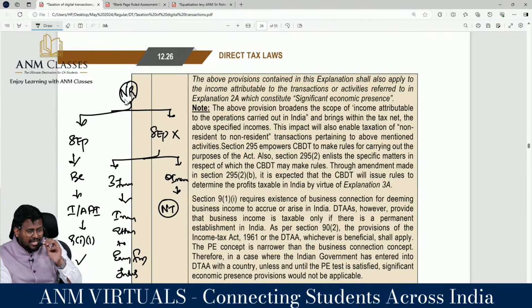Okay, wow. Sir, SEP condition has not been satisfied, sir. Then don't think that he has escaped from India. Check whether he is having three income from India or not. If he is having three income from India, he is liable to pay tax in India. Otherwise, he is not liable to pay tax in India.